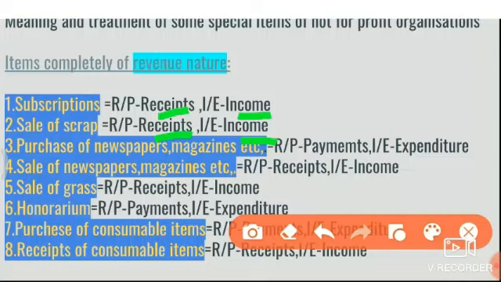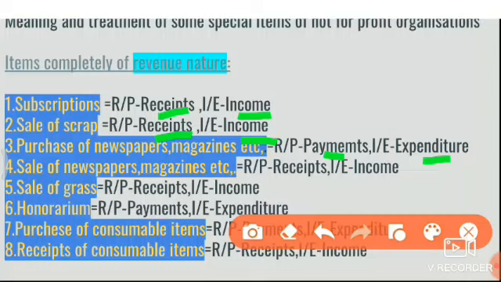Number 3, purchase of newspapers and magazines, etc. Purchasing of newspapers and magazines is common to not-for-profit organizations. They purchase such materials quite often on a regular basis. So it is treated as an expense in the income and expenditure account. And when cash is paid for the purchasing of newspapers, magazines, etc., it is treated as a payment in the receipts and payments account.